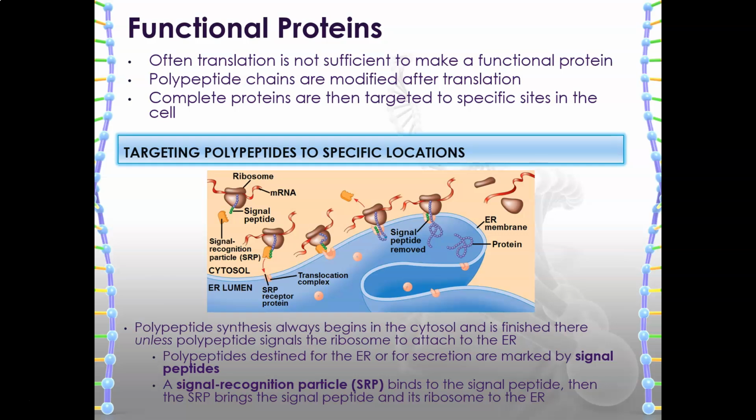And so those SRPs will take those ribosomes, attach them to the ER, and then allow the finishing production of that polypeptide to happen within the ER membrane so that that protein can then be packaged into vesicles, go to the Golgi, and then ultimately get secreted out of the cell.